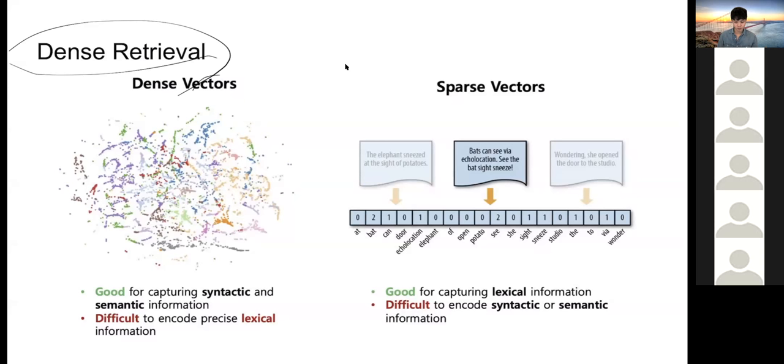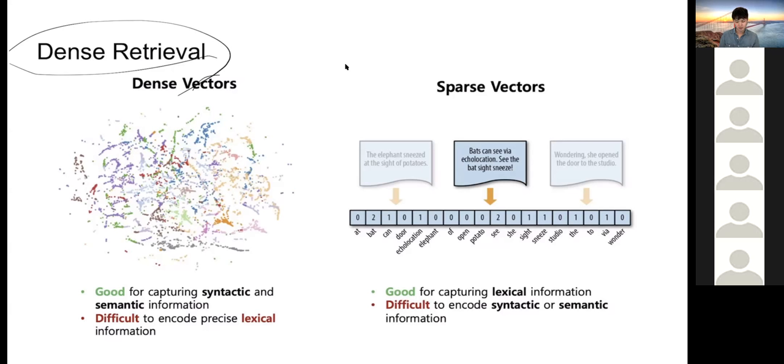And these are very good for capturing syntactic and semantic information. Although sometimes it's difficult to encode precise lexical information, this is not too important as long as you retrieve the top K documents, because some documents might not contain the information, but you can just read all those retrieved documents and try to find the answer. So dense vectors allow you to look into more documents that can possibly be similar.